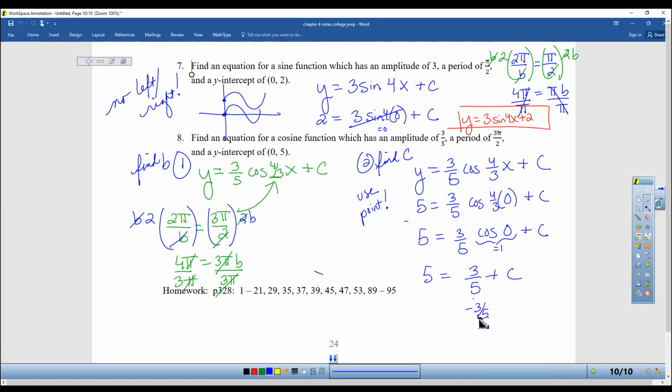And now, as if this problem wasn't already hard enough, you have to subtract 3/5 from both sides, which gives you 4 2/5 is equal to c. And that's going to be my final answer. Y is equal to 3/5 cosine of 4/3 x plus 4 2/5. That one definitely was a little bit tricky. But you now have everything you need to do this homework. So have a great day.